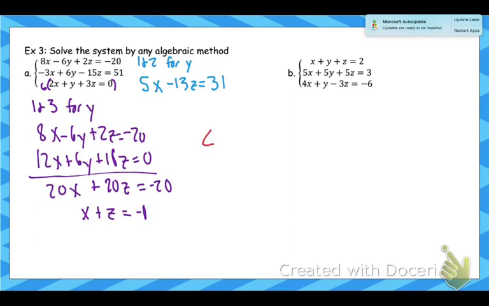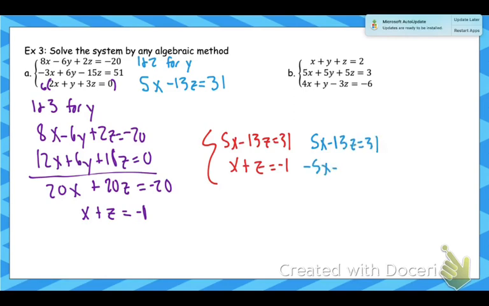So now we'll solve our new system. 5x minus 13z equals 31. And x plus z equals negative 1. Again, method is up to you. Substitution, elimination, doesn't matter. I'm just going to stick with elimination. I prefer it. So this becomes negative 5x. So multiply everything by negative 5. So negative 18z is equal to 36. So z is equal to negative 2.